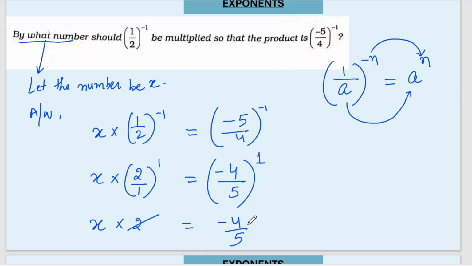So you can cancel this out. It will be minus 2 here. So the final answer you will get is x equal to minus 2 by 5. So this is your final answer.